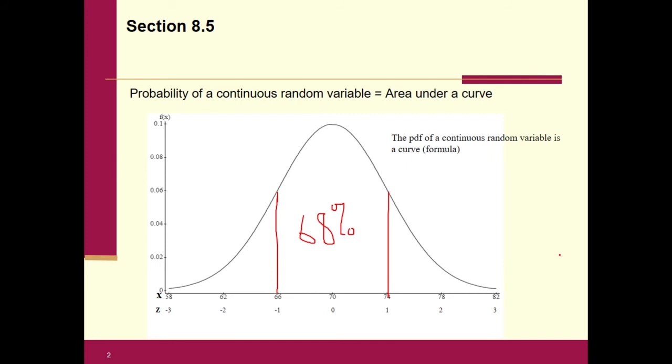So the PDF of a continuous random variable is a curve. It's actually a formula, so very complicated formulas, in fact. And so you can imagine that there's a pretty complicated formula that would create this curve. Okay, so we're not going to go over those complicated formulas. That's meant for a different stats course. Okay, but I guarantee you that there is a formula that's associated with these.